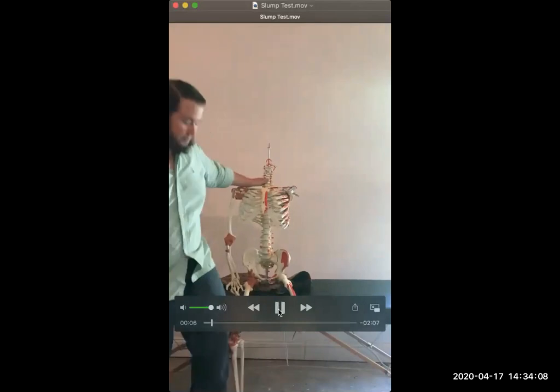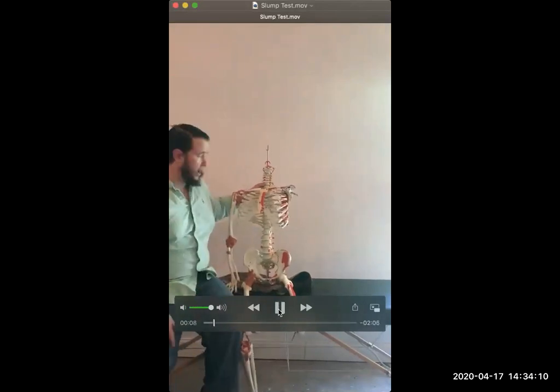We'll start off with our slump test here. Okay, the slump test. So this is a test for radicular pain or radiculopathy.